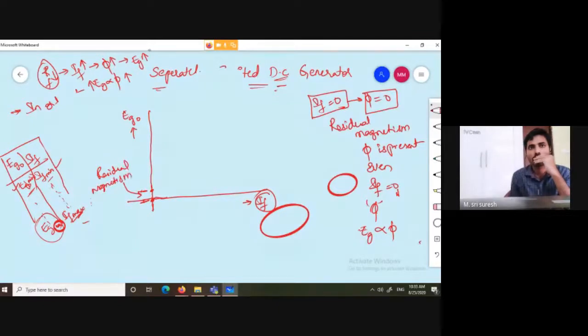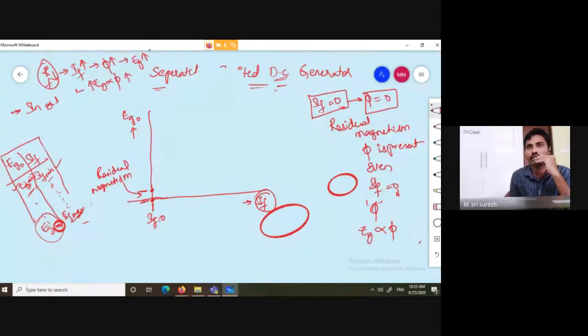There is some voltage present at the poles of a generator. This is due to residual voltage, due to residual magnetism present at the poles. So even when IF is 0, there is some voltage present. Now, from here onwards, what happens?